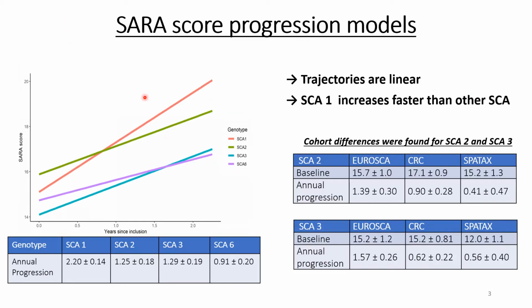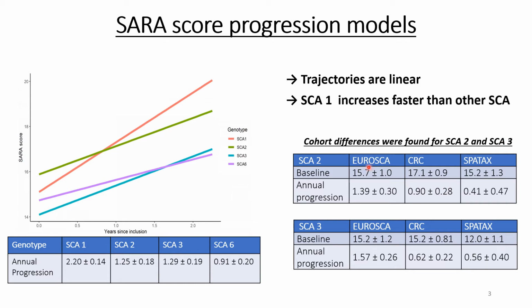So the best model we found for each SCA subtype was the linear model. So the trajectories are linear for each SCA subtype, as you can see on the graph. We also found that SCA 1 patients have a SARA score increasing faster than the 3 other SCA subtypes, with an annual progression of 2.2 compared to 1.25 for SCA 2, nearly 1.3 for SCA 3, and 0.9 for SCA 6. We also found differences between cohorts for SCA 2 and SCA 3.